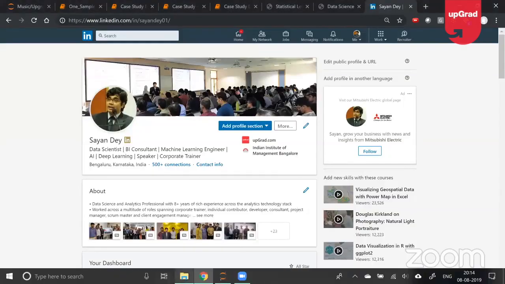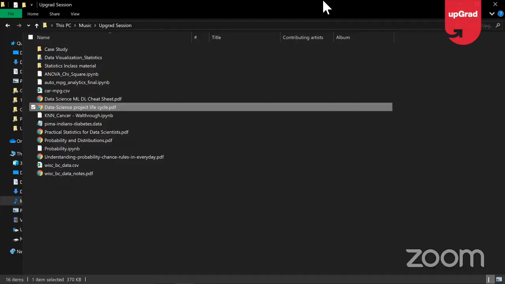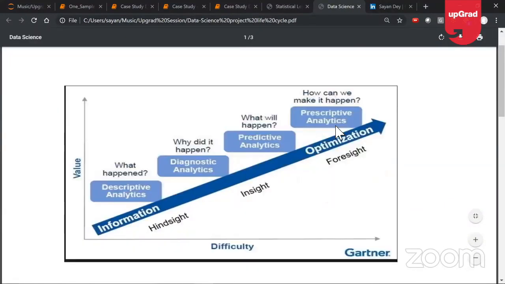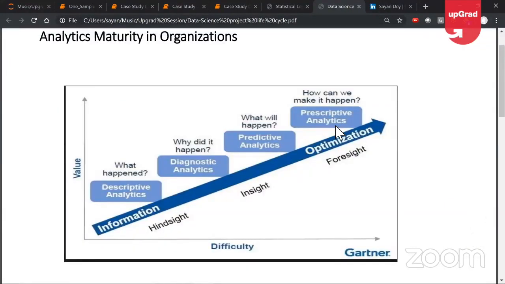I just wanted to present this diagram to you as well, and I'm very sure you would have come across this already. But in case you have not, this is just to summarize what you have talked about so far. This is published by Gartner, the analytics maturity in organizations. On the x-axis we have difficulty level and on the y-axis we have value.